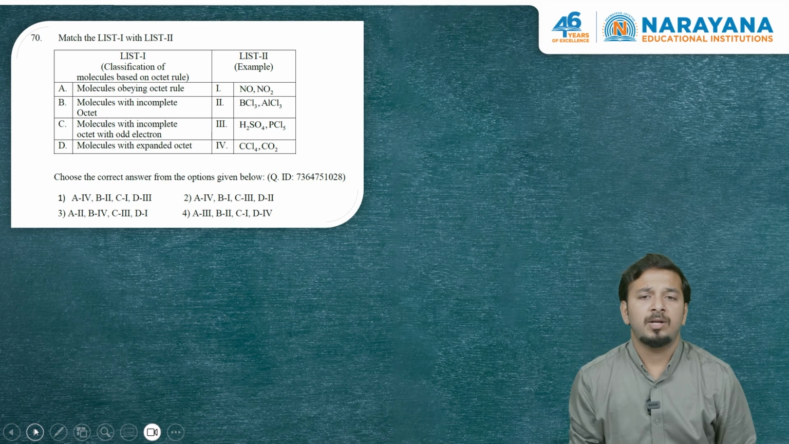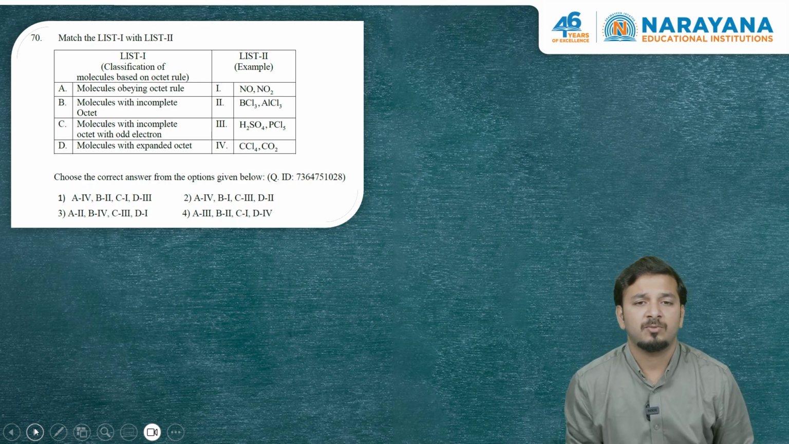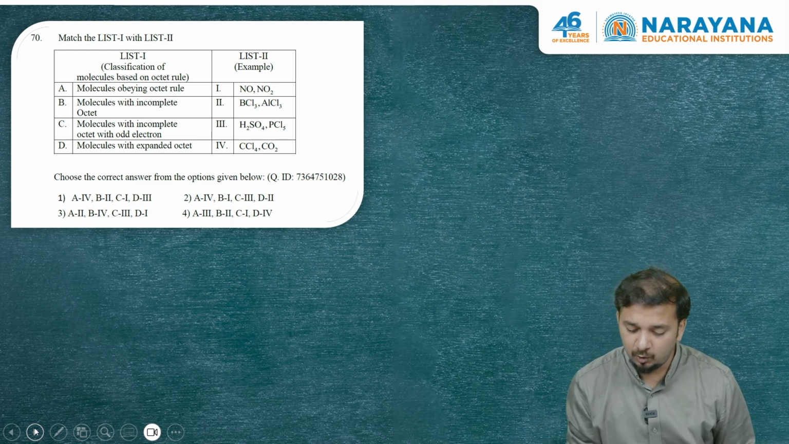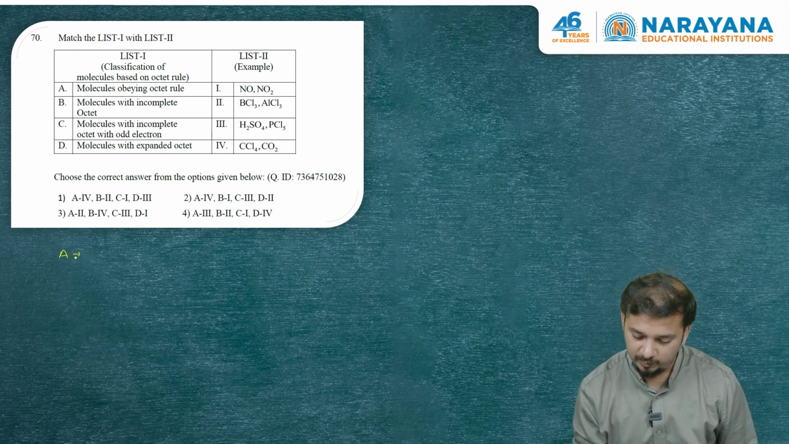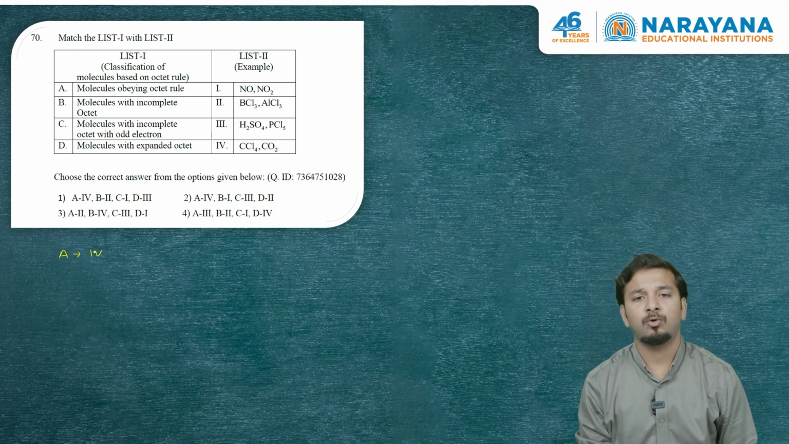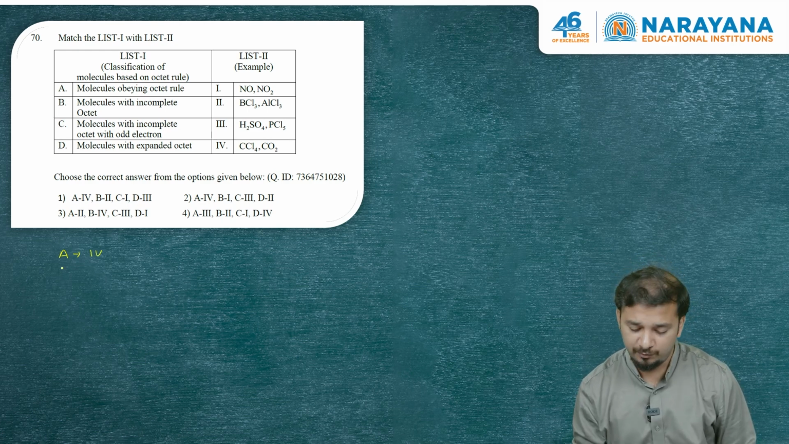Again, 2 lists are given. We have to match them. First list consists of classification of molecule based on octet rule. List 2 is example. So molecules obeying octet rule. We can see CCl4 and CO2, they obey octet rule. So A will be 4.